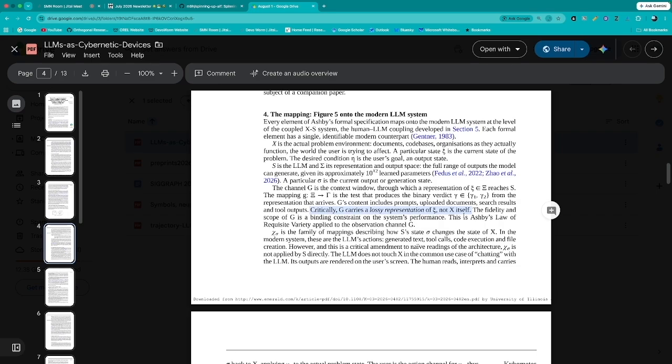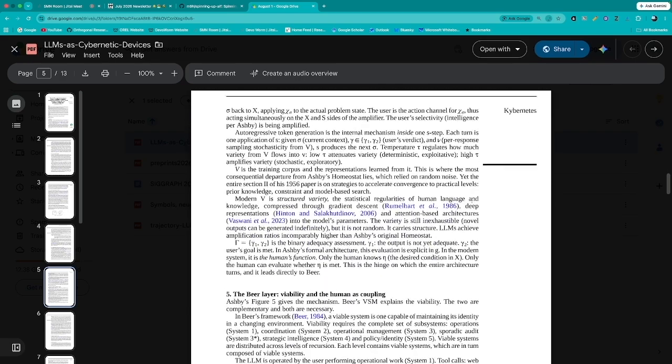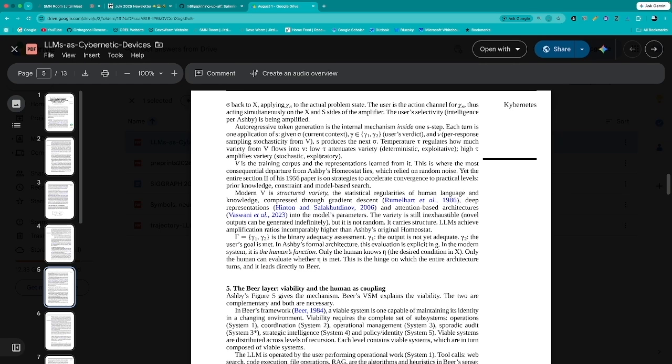So the lossy representation of epsilon is this representation here, and you have to do that because you simply cannot make a full, lossless representation.